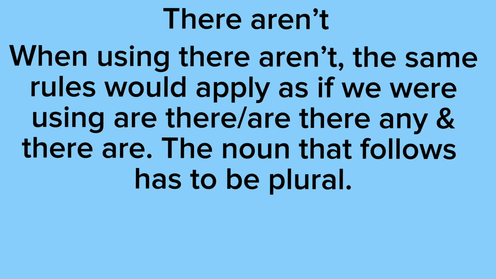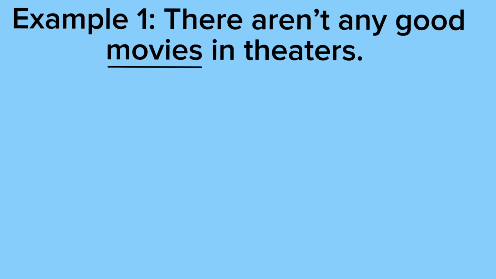Next, we have there aren't. When using there aren't, the same rules would apply as if we were using are there any, and there are. The noun that follows has to be plural. Our first example says, there aren't any good movies in theaters. As you can see, movies is a plural noun, and that's why we use there aren't.